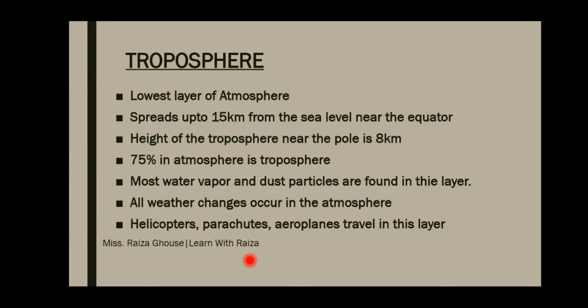75% of the air in the atmosphere is in the troposphere. Now I told you the atmosphere is divided into 5 layers. So 75% of our atmosphere, a very large amount, is the troposphere. Most of the water vapor and dust particles are found in this layer.